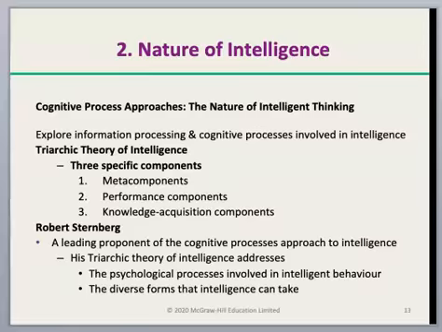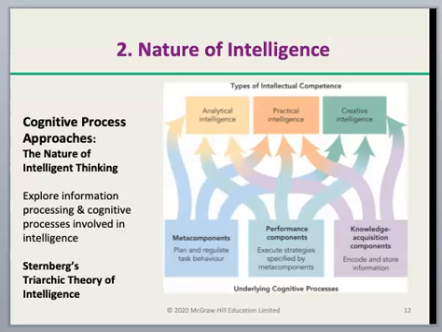So maybe it's better if we look up here. Figure 10.6 is on page 359 of your text. Okay, so there's the meta components: plan and regulate task behavior. The performance components: execute strategies specified by the meta components. So this is the mental processes. And then the knowledge acquisition components, this is where we encode and store information, which allows us to learn from our experience and such.